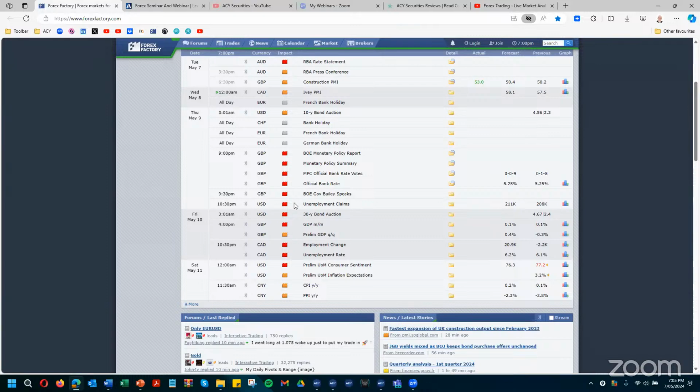Then at 10:30 p.m. for the US unemployment claim figures. In the middle of the morning, US 30-year bond auction. 4 p.m. Friday afternoon, we've got the GDP month-to-month, prelim GDP QQ for the UK. And then into the evening at 10:30 p.m. for Canada, we've got the employment change and unemployment rate. And getting into midnight Saturday, prelim UoM consumer sentiment for the US. So not too much on the US front there this week.